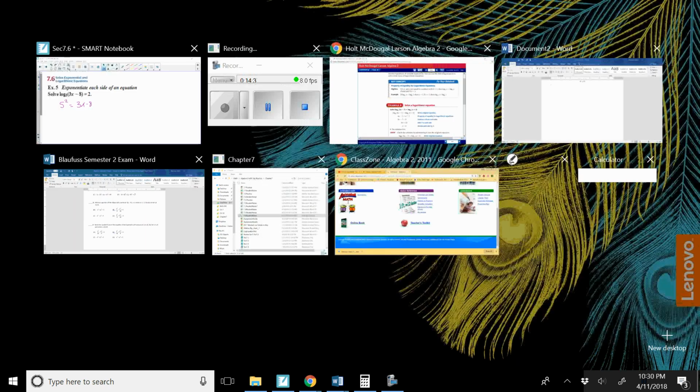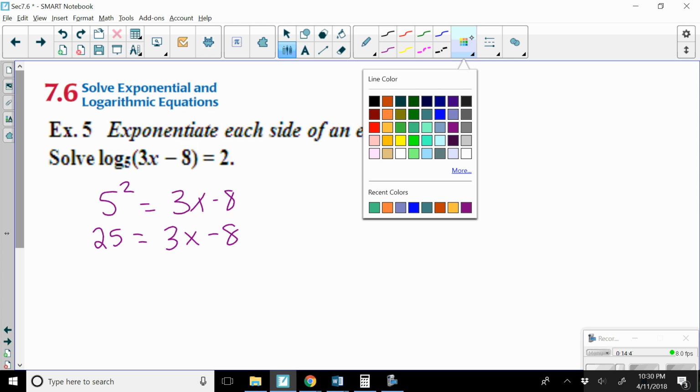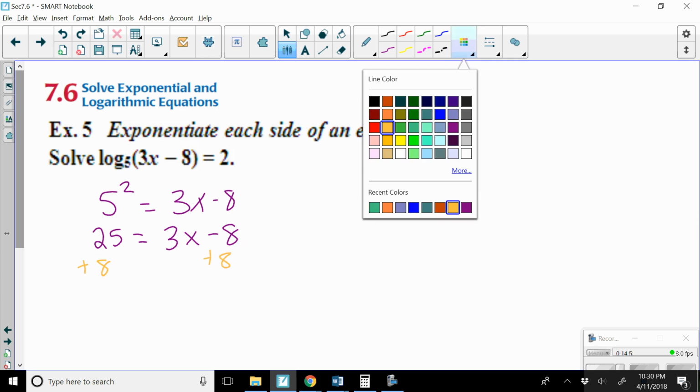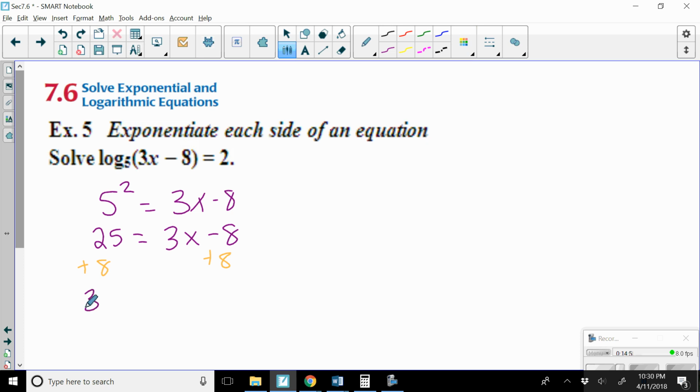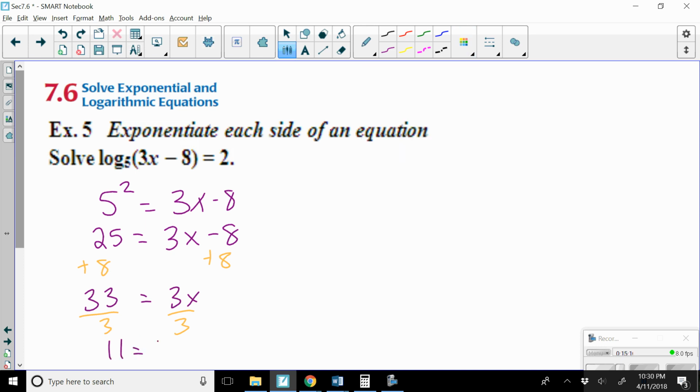So 5 squared is 25. And that's equal to 3x minus 8. Then we can add 8 to both sides. And we get 33 is equal to 3x. And then we can divide both sides by 3. And we're left with 11 is equal to x.